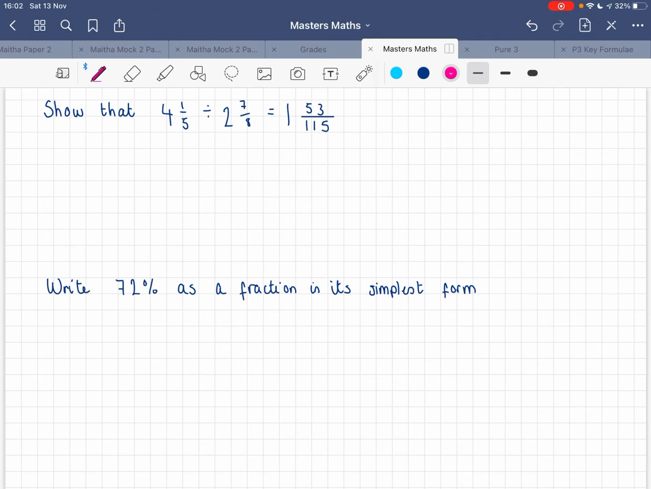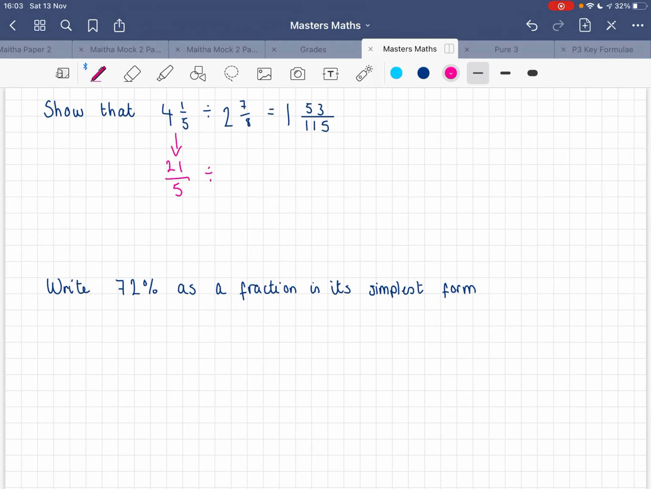To do that, we take the whole number, which is in this case 4, we multiply it by the denominator, so 4 times 5 is 20, and then we add on the numerator, so 21. So 4 and 1/5 becomes 21. The denominator stays the same, so that stays a 5. So 4 and 1/5 is the same as 21 over 5.